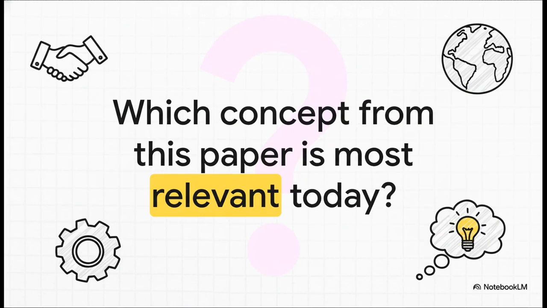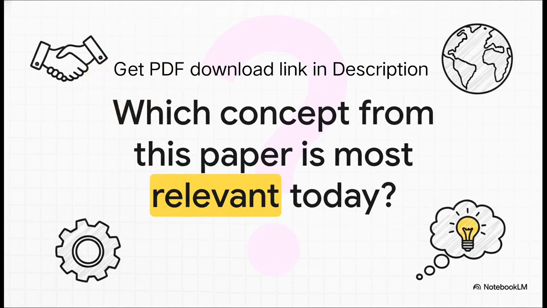So that's a wrap on our deep dive into the 2021 paper. We've seen how it tests everything from tiny facts to massive ideas. But I want to leave you with one last thing to chew on. From everything we talked about today, from political parties to economic sectors, which one single concept do you think matters most in the world right now?